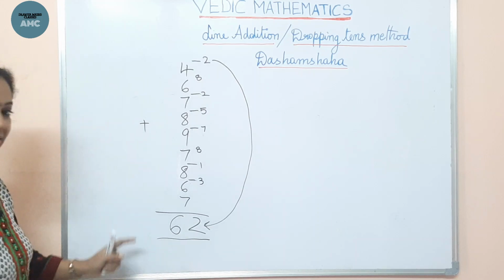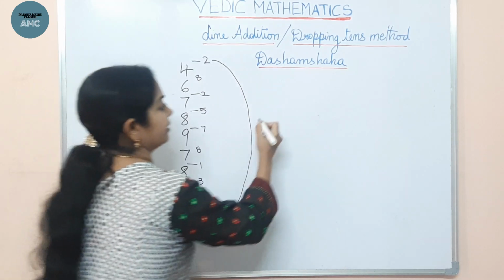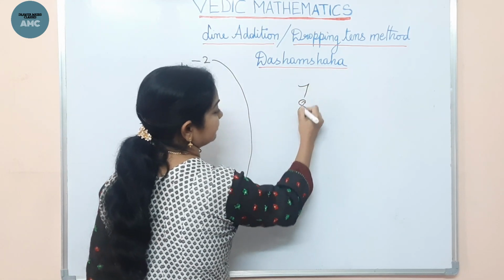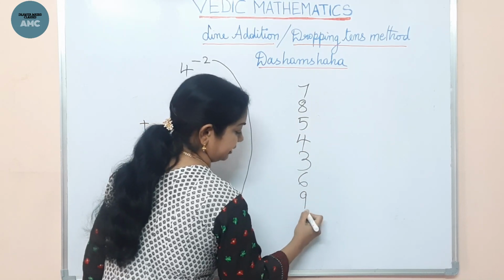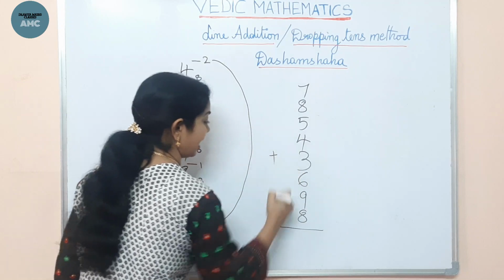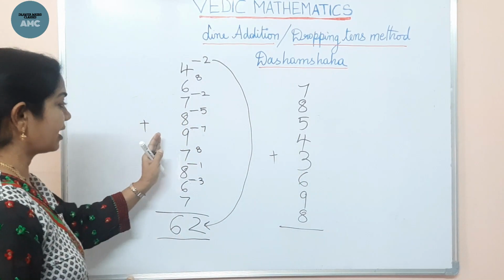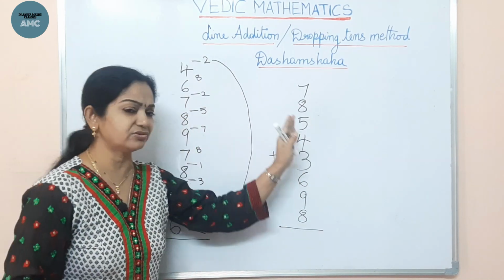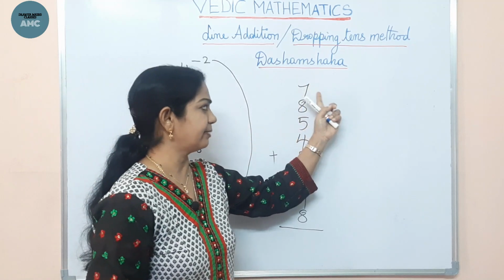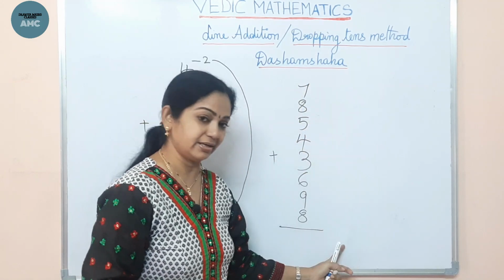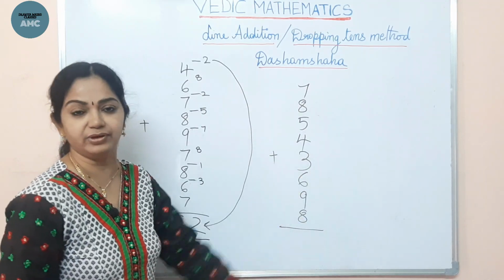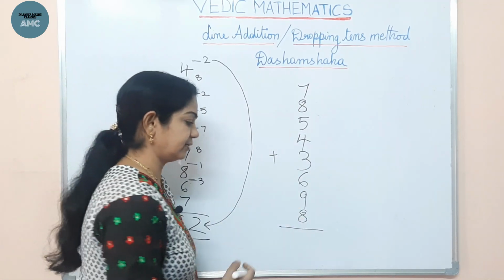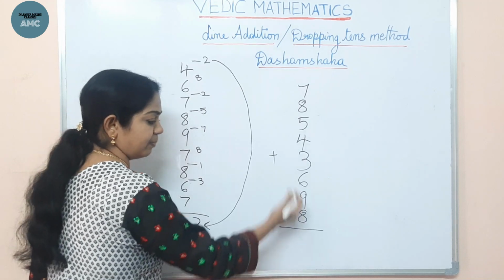Now let's get started. Again I'll tell you, taking another example. 7, 8, 5, 4, 3, 6, 9, 8. Okay, let us add. Now here, in this line addition, if there are also 3-digit numbers in a line, we can do the same method for each line you have to add. That also I'll be telling you. Now let's get started from the bottom.